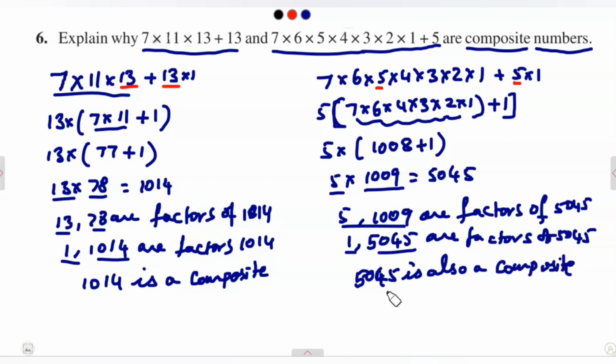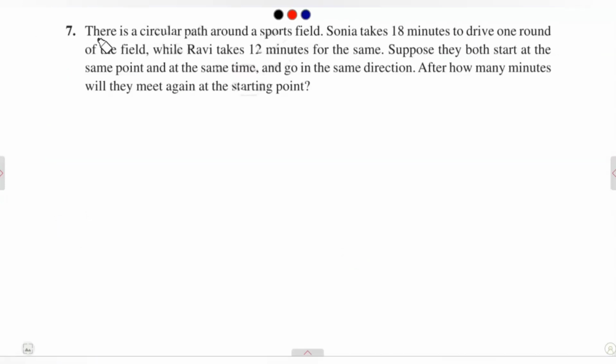Now let's go to question number 7. Now let us see the 7th question. There is a circular path around a sports field. Sonia takes 18 minutes to drive one round of the field, while Ravi takes 12 minutes for the same. Suppose they both start at the same point and at the same time and go in the same direction. After how many minutes will they meet again at the starting point?